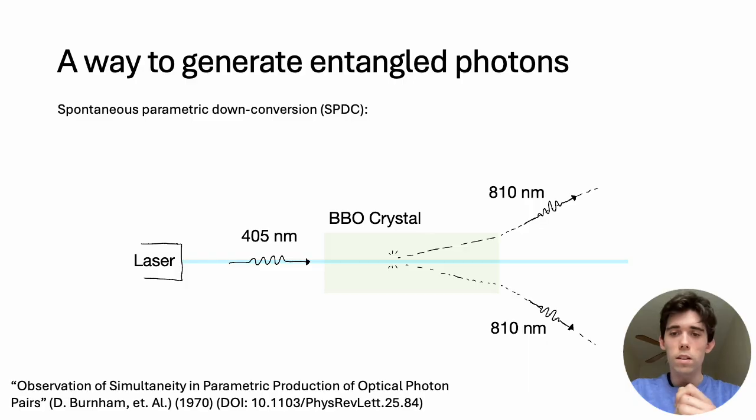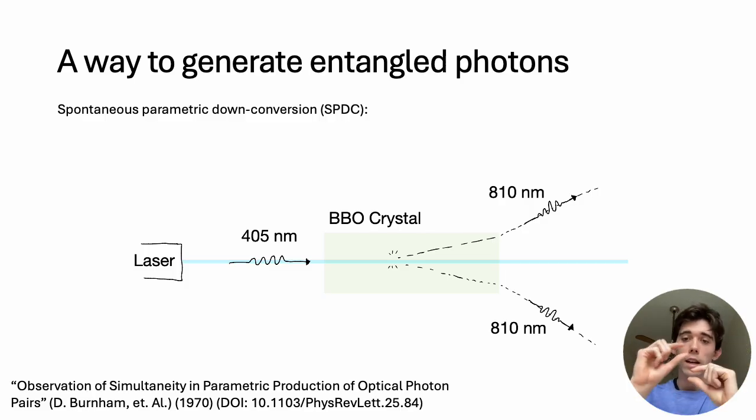What it typically involves is shining a pump laser in at a certain energy, and then the photon in that pump laser will split into two photons with an energy that add to the energy of the original photon. So in this example, a 405 nanometer pump might split into two photons at 810 nanometers.